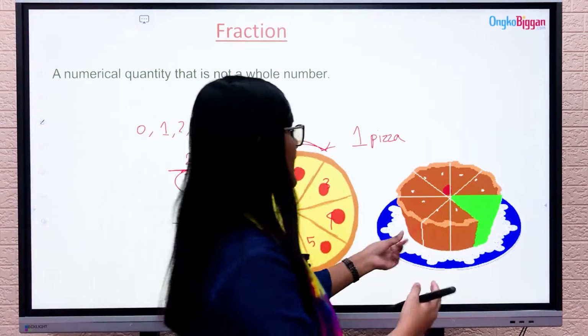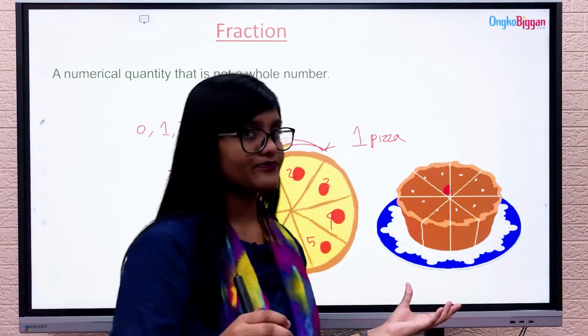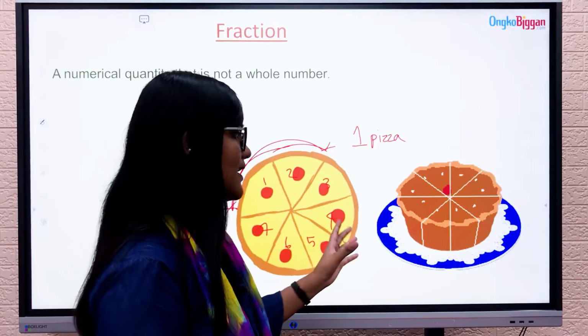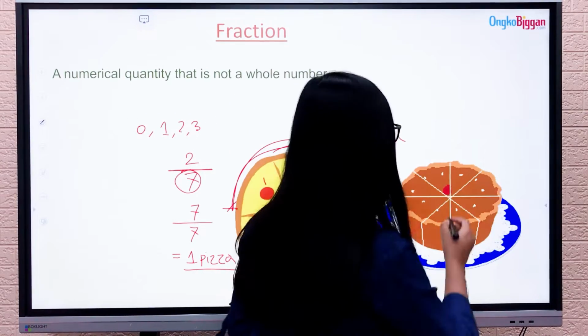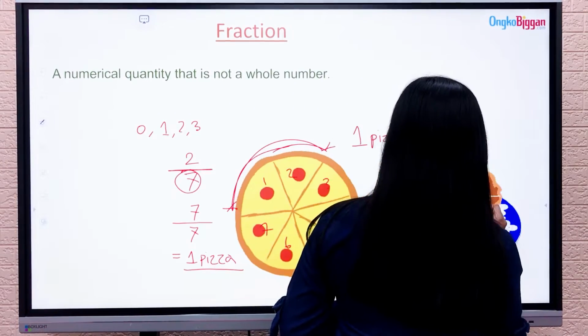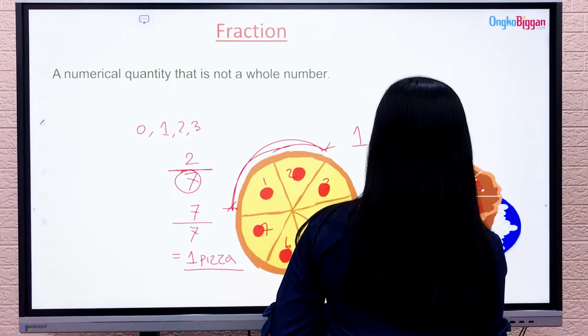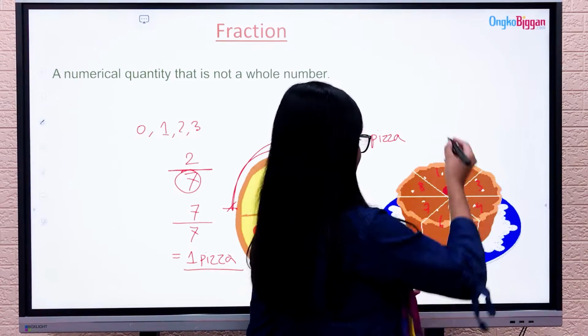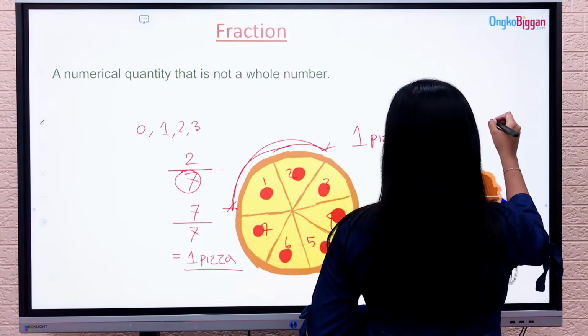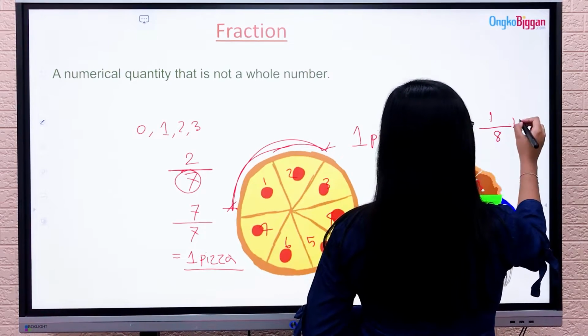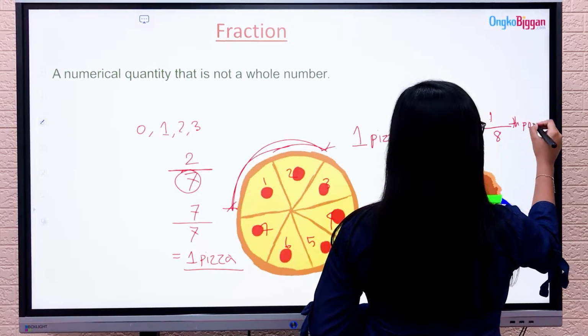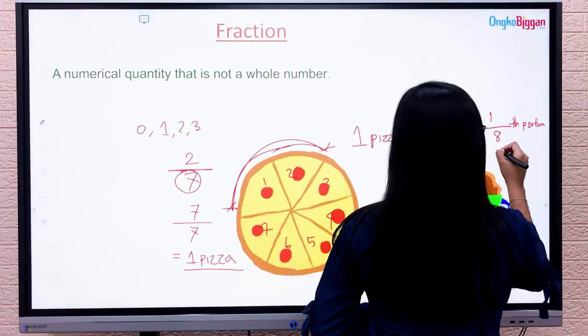Similarly, there is a cake. If you are said to eat one slice of the whole cake, then you can say 1, 2, 3, 4, 5, 6, 7, 8. Then you have eaten 1 by 8 portion of the cake.